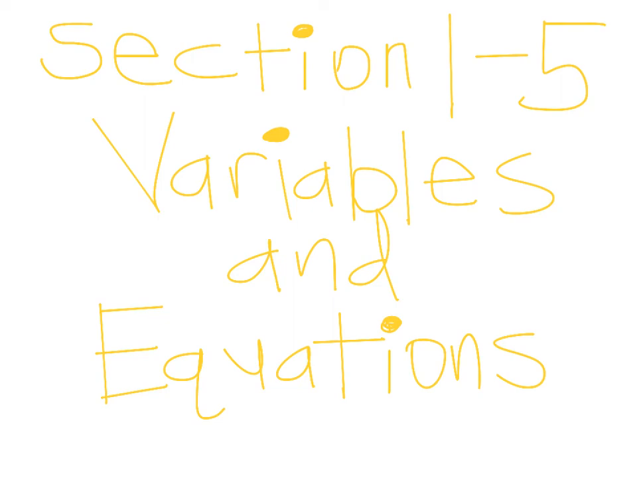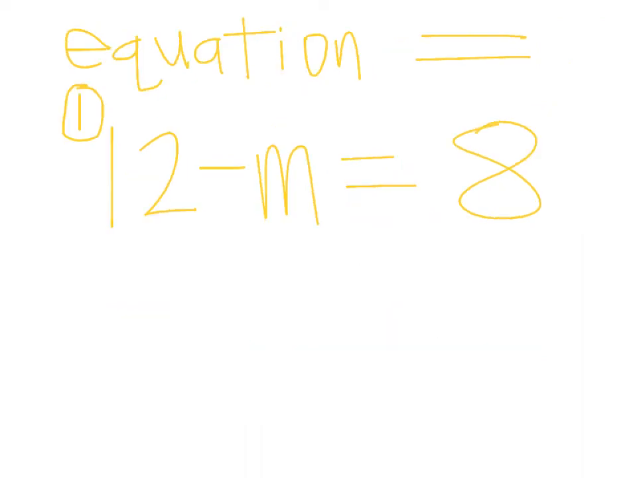Alright, so this is section 1-5 called Variables and Expressions. Let's go ahead and get started. So we're going to start with example 1 here. One of the important vocabulary terms that you see in the book there on page 49 is called equation.